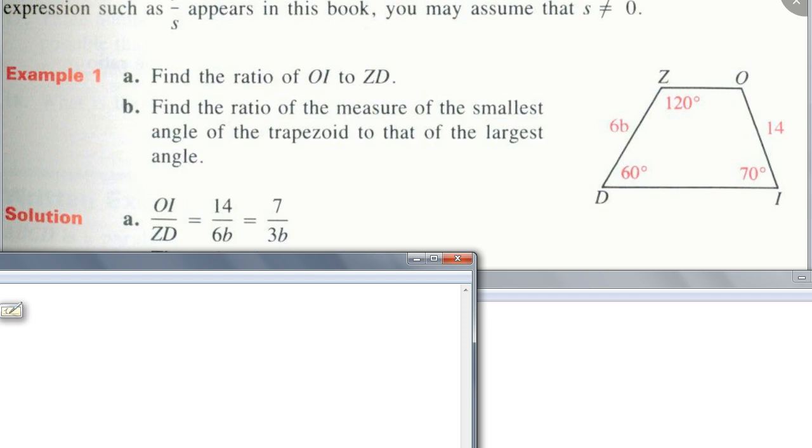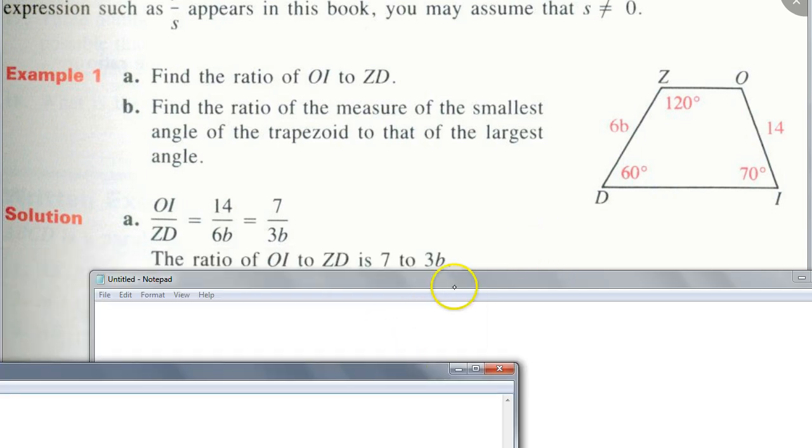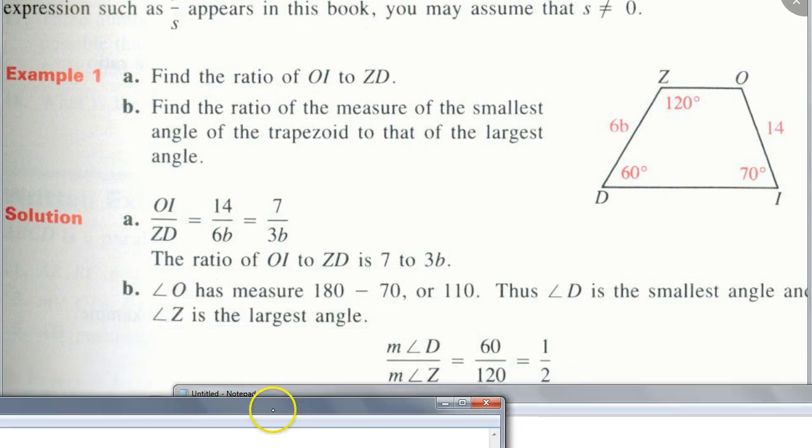By the way, does the order matter? Can I do 60 to 120? No. They ask you for what? Oh, smallest, so that was right, 60 to 120. Can I do 120 to 60? No, okay. But I wouldn't leave it as 60 to 120, would I? It would be 1 to 2, okay? Easy enough? Very simple, right? Very simple, it's nothing hard.